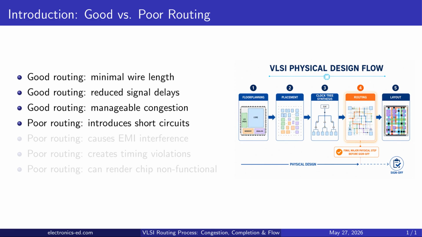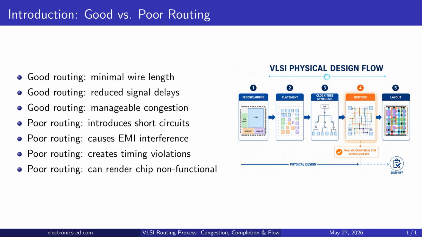Poor routing, on the other hand, can introduce short circuits between wires. It causes electromagnetic interference, or EMI, which messes up nearby signals. Poor routing also creates timing violations, meaning signals arrive too late. In the worst case, it can render the entire chip non-functional.